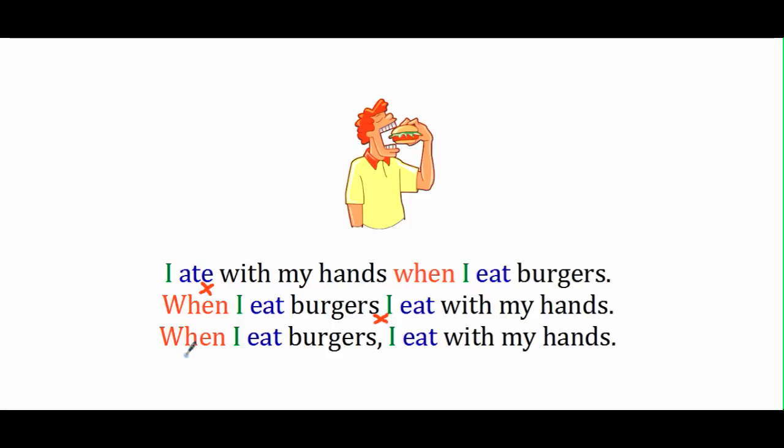And finally, when I eat burgers, I eat with my hands. So we have the adverb, the subject and the verb in the adverbial. Then the main clause, we have the subject and the verb. And we have a comma in between, which is perfect, because we need that little pause, and the adverbial is first. So this is the correct answer. When I eat burgers, I eat with my hands.